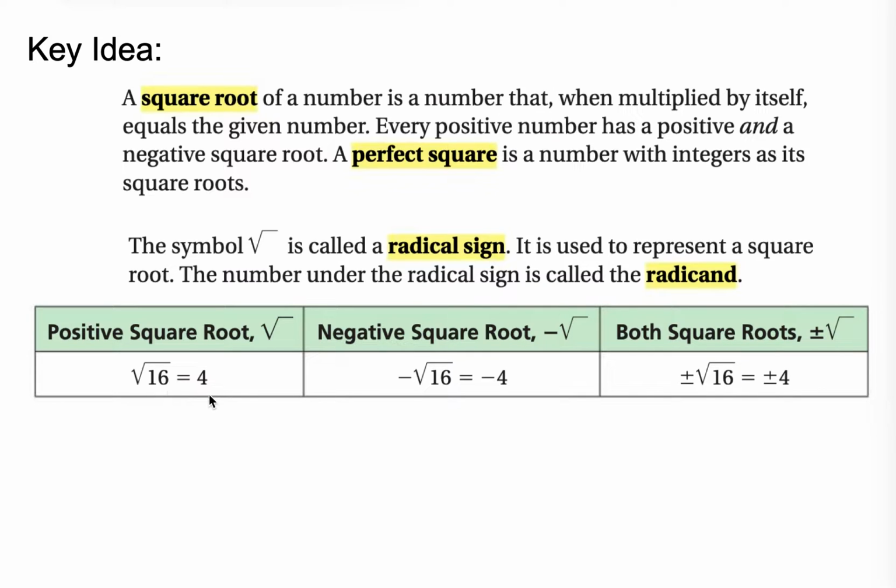Positive square root of 16 is 4 because 4 times 4 is 16 and 4 is a positive answer. If they want the negative square root, they'll put the negative sign in front of the radical symbol. So the negative square root of 16 is going to be negative 4. And then if they want you to find both square roots, then they'll have that plus minus sign in front of it. So the positive and negative values of the square root of 16: positive 4, 4 times 4 is 16, and negative 4. Negative 4 times negative 4 is also 16.